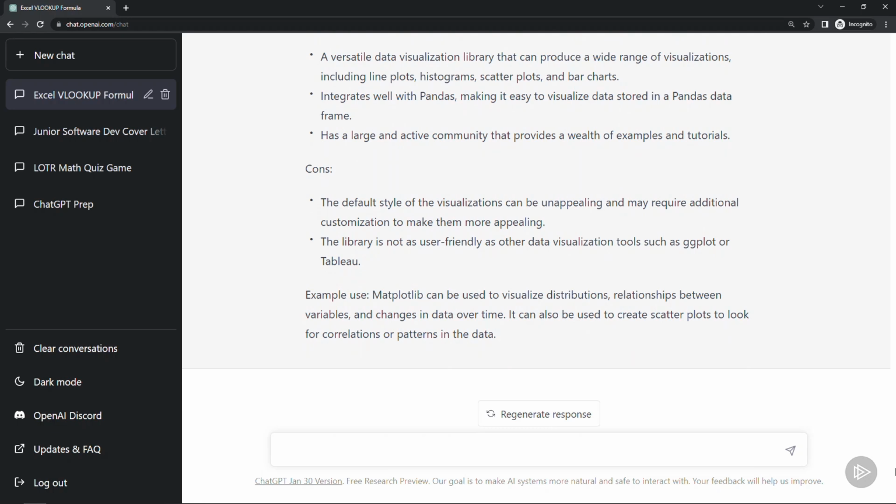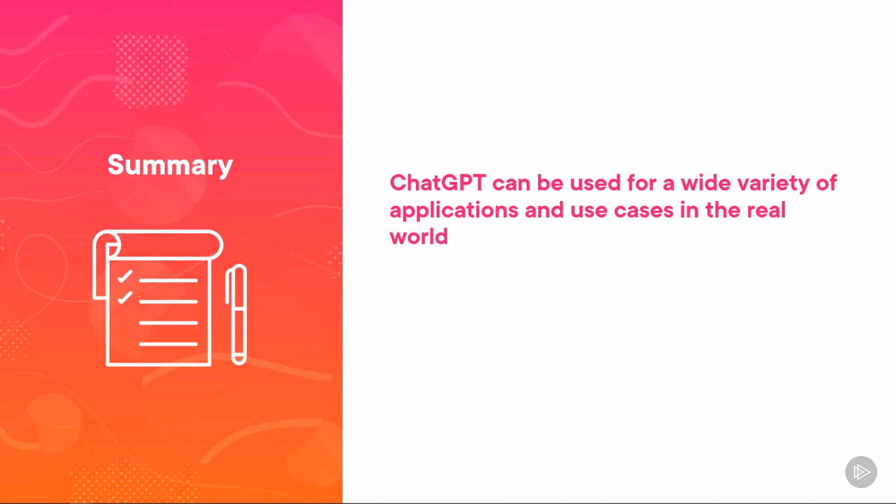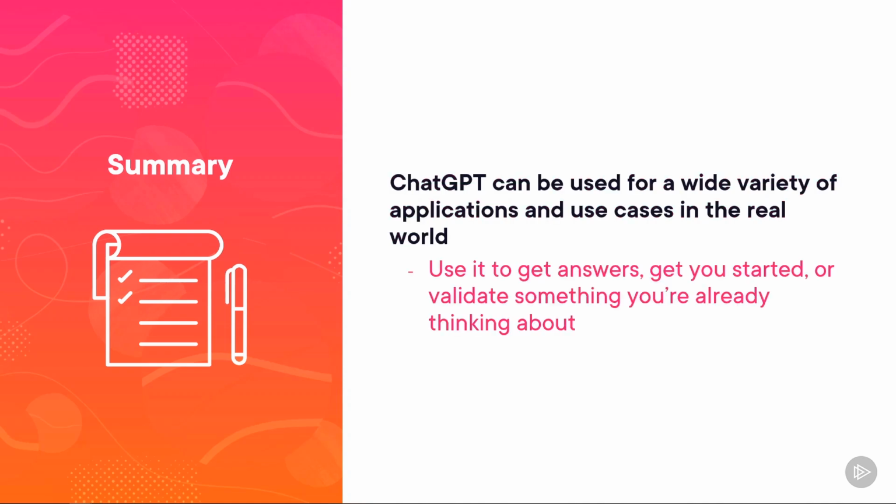So hopefully with just this short demo, you realize just how powerful this is and all the different ways you could use it in your day-to-day job. It's really pretty amazing. In summary, while ChatGPT can be used for a lot of fun and kind of trivial things, it also has very real practical applications out there in the world, and especially for technology jobs, whether it's writing code or automating tedious processes. So use it to get answers, to get you started, or to validate something that you're already thinking about.